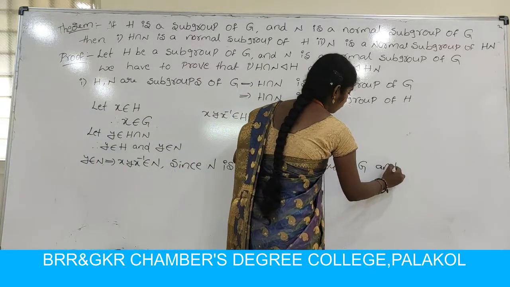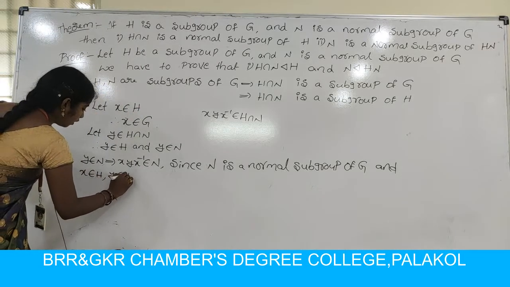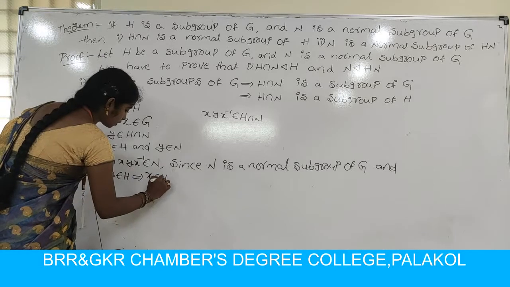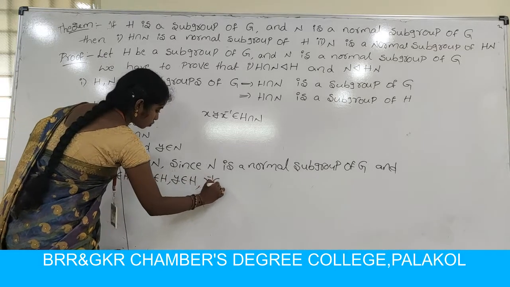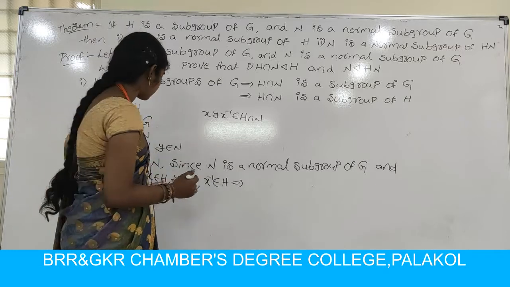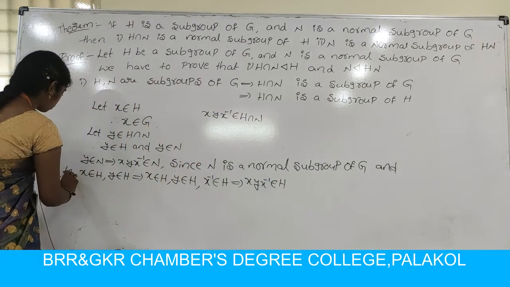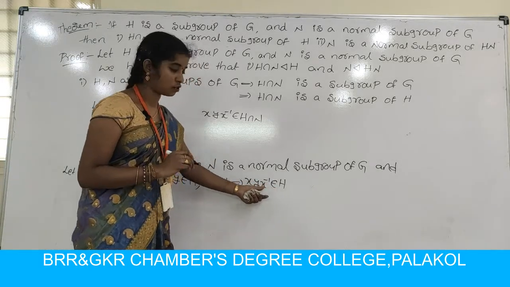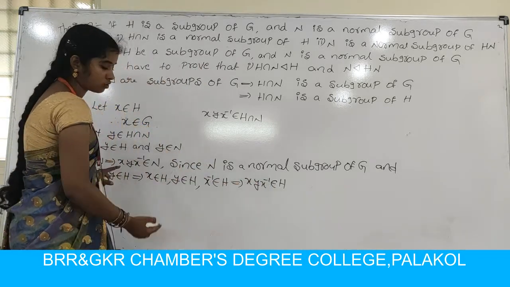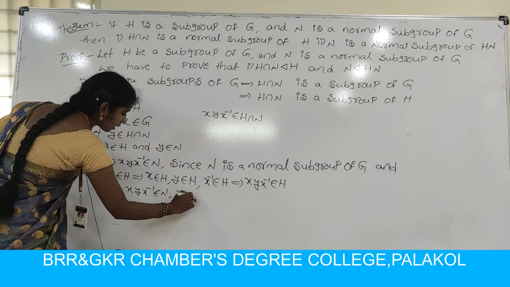So next consider x belongs to H, y belongs to H. Since x belongs to H, the inverse property also holds, so x inverse belongs to H. So x belongs to H, y belongs to H and x inverse belongs to H. So it can be written as x y x inverse belongs to H. So we observe that x y x inverse belongs to N and x y x inverse belongs to H.